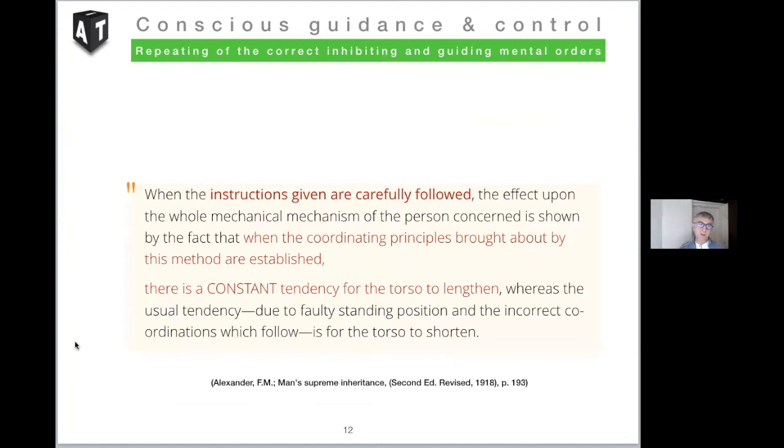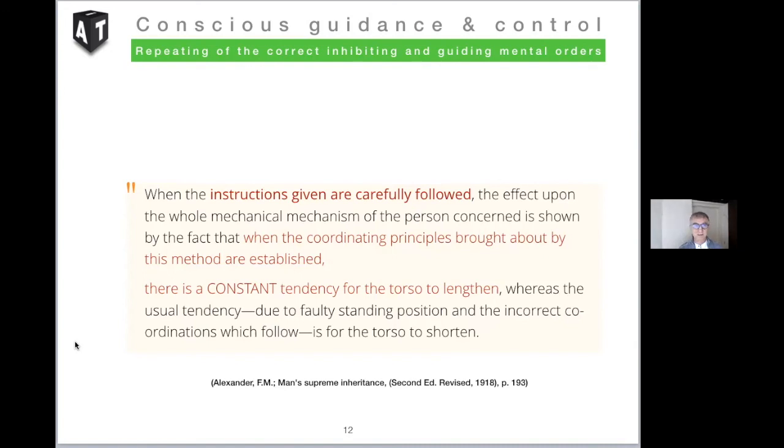So carefully followed means that the person has been able to inhibit the kinesthetic agents. When the instructions given are carefully followed, the effect upon the whole mechanical mechanism of the person concerned is shown by the fact that when the coordinating principles brought about by this method are established, there is a constant tendency for the torso to lengthen, whereas the usual tendency, due to faulty standing position and the incorrect coordination which follow, is for the torso to shorten.